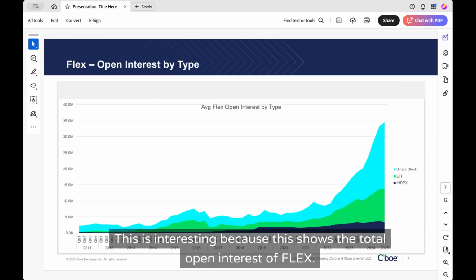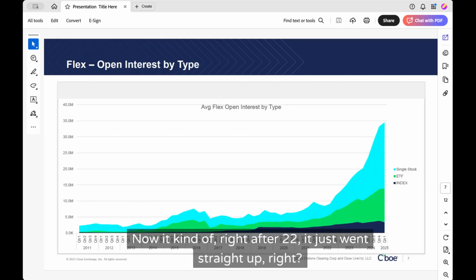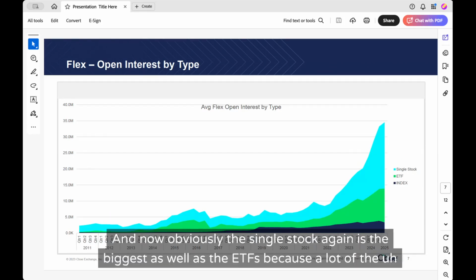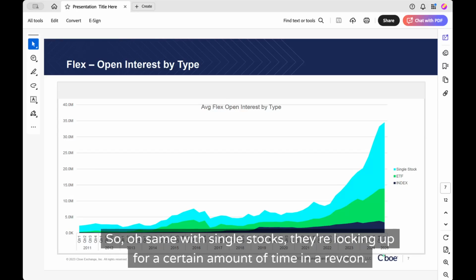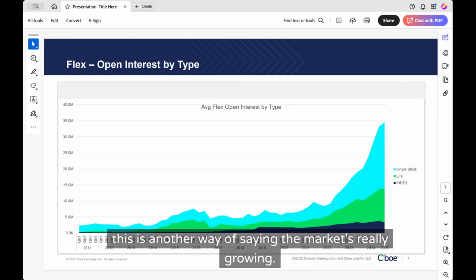This is interesting because this shows the total open interest of Flex. Right after 22, it just went straight up, right? And obviously the single stock again is the biggest, as well as the ETFs, because a lot of the ETFs have a duration of a year usually, and then they have a monthly cadence and they come in. Same with the single stocks, they're locking up for a certain amount of time in a RevCon. So this is another way of saying the market's really growing, right?